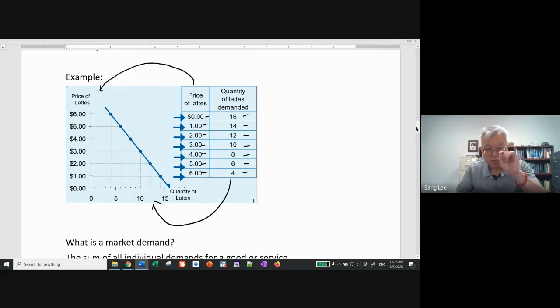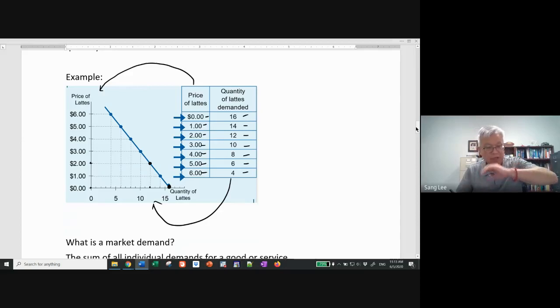Then we plotted each pair. When price is 0, quantity demanded is 16. So we have a coordinate here. When price is 2, its corresponding quantity demanded is 12. So we have another pair here. We're gonna plot this. When price is 2, quantity demanded is 12. So we can plot this particular pair or coordinate.